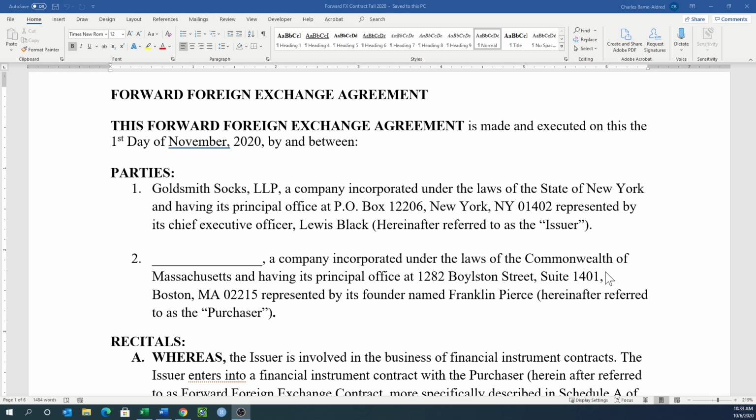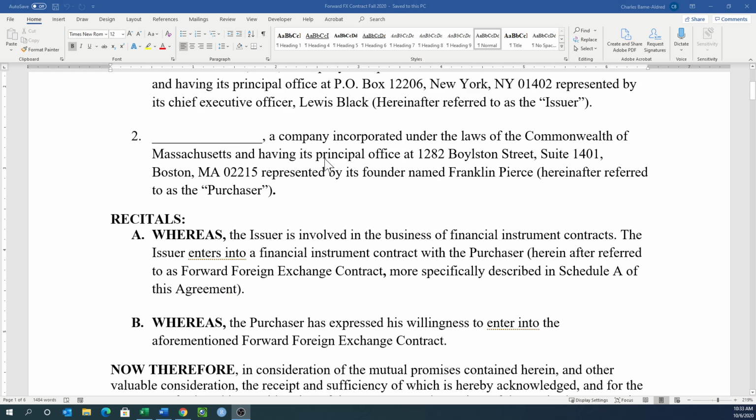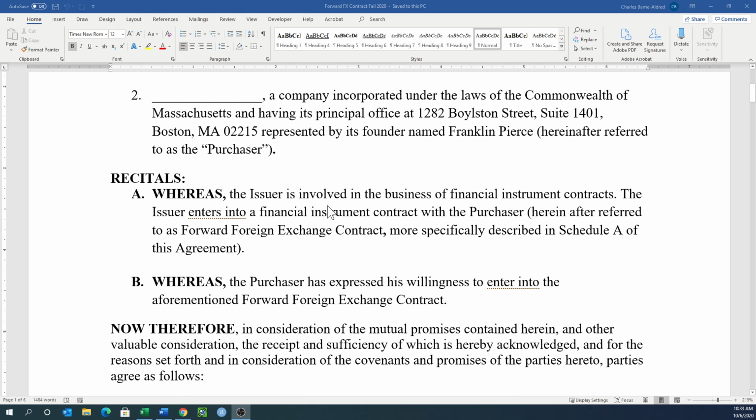So I basically took the forward interest rate swap contract, and I tried to utilize some of the ideas around a forward foreign exchange agreement and use some of the language in our swap contract in this forward exchange agreement. So you're going to see a lot of the similar types of things.